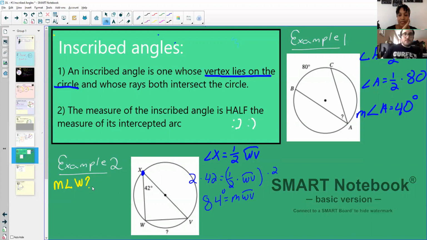So I'm going to give you a hint. I'm going to outline angle W to the best of my ability. If you had to guess, what type of angle would that be? Is it central or inscribed? If you had to take a guess, what type of angle would that be?